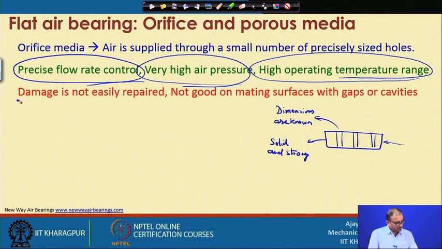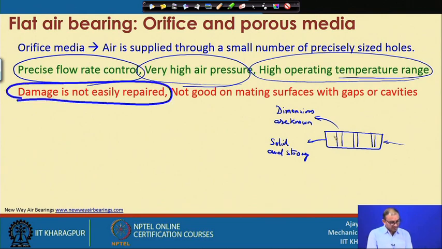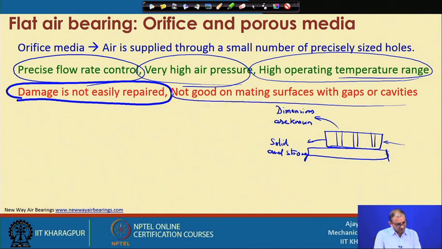But what is the problem? The damage is not easily repaired. By chance, if something happens and you are not able to maintain that film, and there is direct physical contact between the two surfaces, then during motion it will get damaged, and once it is damaged, it is very difficult to repair. You have to actually replace it only. Repairing is mostly not possible because diameters are at micron level and precisely measured, and if the surface has some type of scoring or scratching, then it will create a variable or differential pressure gradient, and that creates a problem.